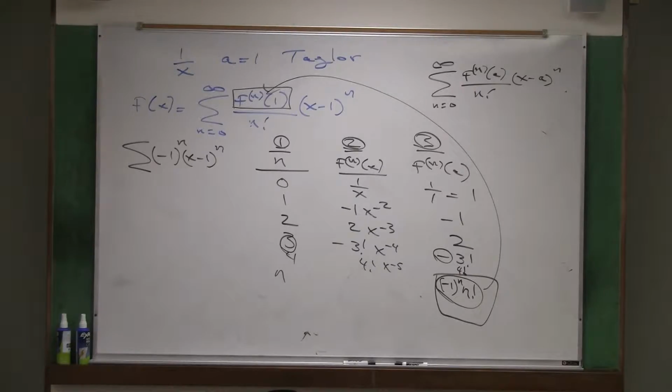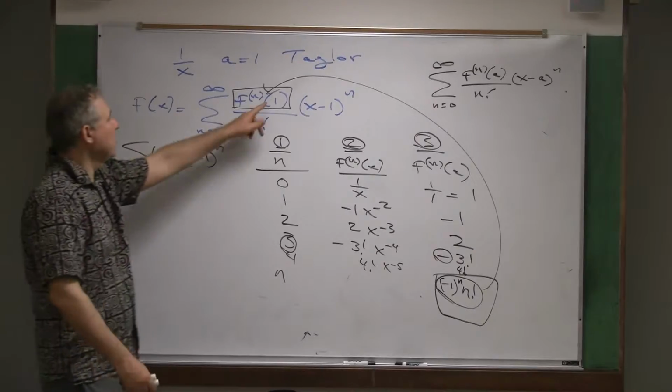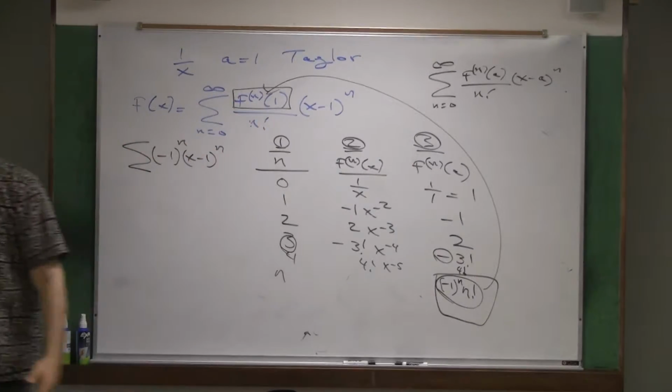Could you show the canceling out? Hmm? Could you show they cancel out? Well, it's just n factorial divided by n factorial. Yeah, just, never mind, sorry.